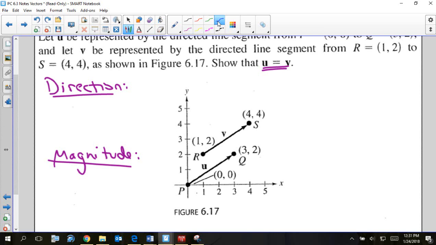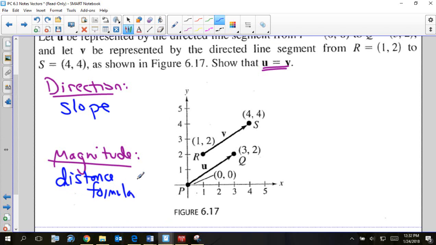To figure out direction, we will use slope. Slope tells us the ratio of the rise to the run, and it also tells us if it's going positive or negative. So we know which direction it's going. And then magnitude is the distance formula. And so we will do both of those to show that these two vectors are equal.